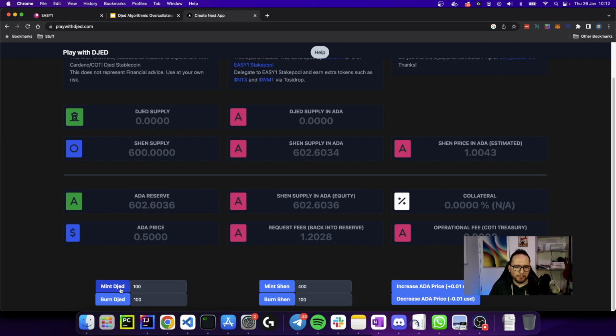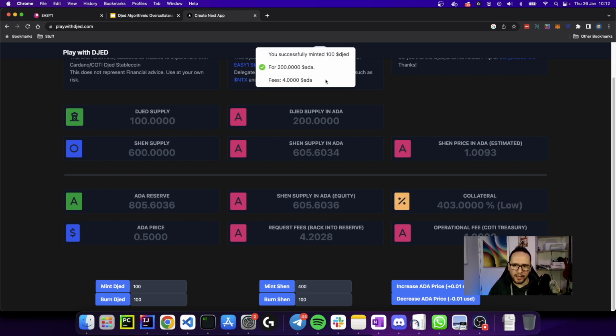Let's try to mint some Djed at this point, and we can do it. Again, you can see that we minted 100 Djed. We spent 200 ADA because that's still the price. In this case, the fee is quite a bit higher. Why is that? This happens only when minting Djed, because there are two types of fees, right? There are the request fees, and then there are also the operational fees.